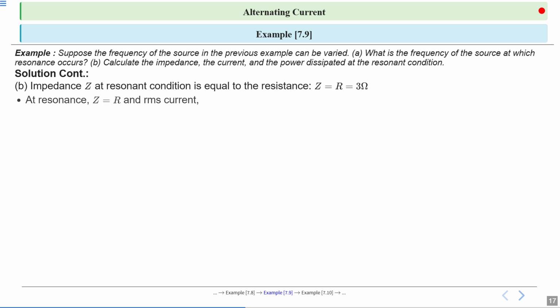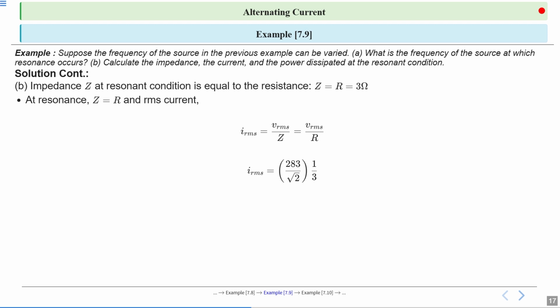equal to 3 ohm. So at resonance, Z equal to R, and RMS current will be equal to IRMS equal to VRMS upon Z, which is equal to VRMS upon R, because Z is equal to R. So IRMS will be equal to 283 upon root 2.